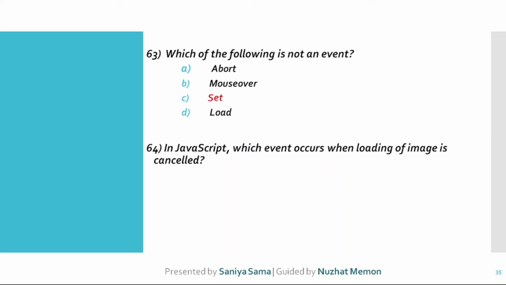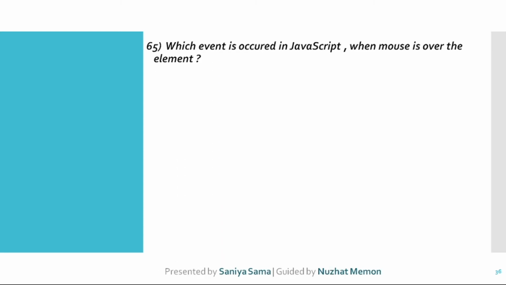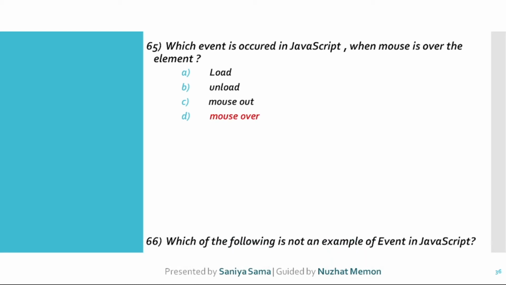64. In JavaScript, which event occurs when loading of image is cancelled? Option A abort, option B focus, option C error, option D upload. The answer is abort. 65. Which event is occurred in JavaScript when mouse is over the element? Option A load, option B unload, option C mouse out, option D mouse over. The answer is mouse over.